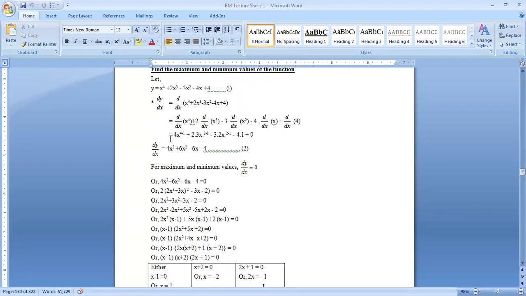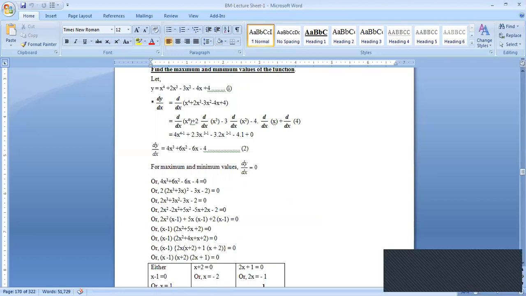Now dy/dx equals, just doing the calculation, 4x cube plus 6x square minus 6x minus 4 equals 0. This is equation number 2. For maximum and minimum values, dy/dx must be 0. This is the first condition to find maximum and minimum: dy/dx must be 0.